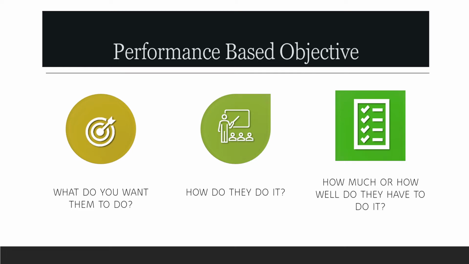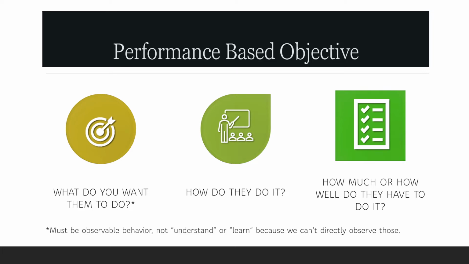So another way of thinking about this is what do you want them to do? How do they do it? And how much or how well do they have to do it? The important thing to remember is that what you want them to do must be an observable behavior. You may not use the words understand or learn because we can't see children understand. We cannot see them learn. We can't observe that. We have to infer it, and we infer learning from behavior. So the target behavior must be a behavior that you can observe, that you can directly identify.